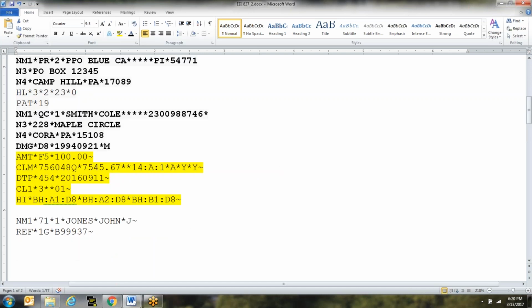Now, this is how you read an EDI claim. This is how you analyze a claim. Now, what's the point, or why are we doing this? Let's move on to that topic.